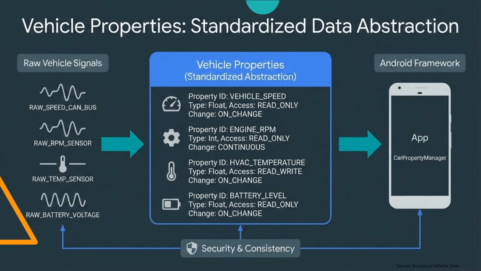This abstraction ensures that applications do not interact directly with raw vehicle signals. Instead, they operate through standardized property definitions. This architecture enables consistency across OEM implementations and allows the framework to enforce security controls at a structured level.